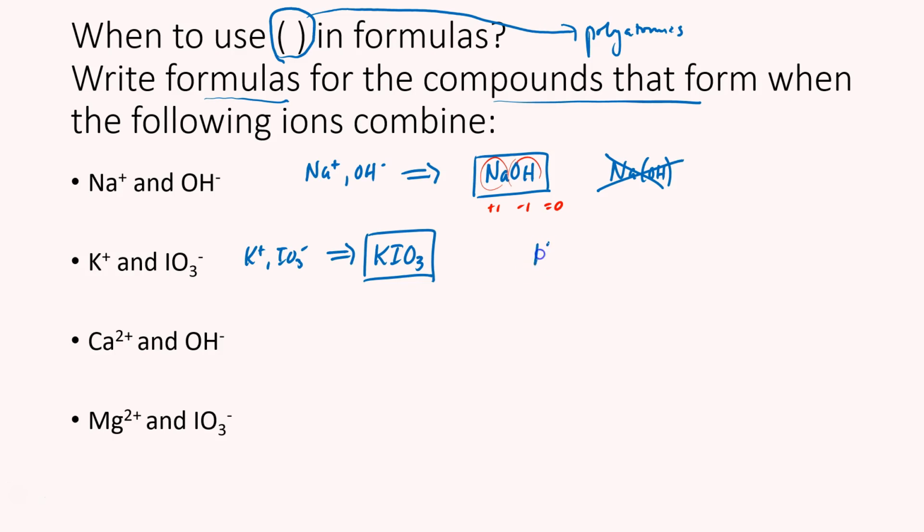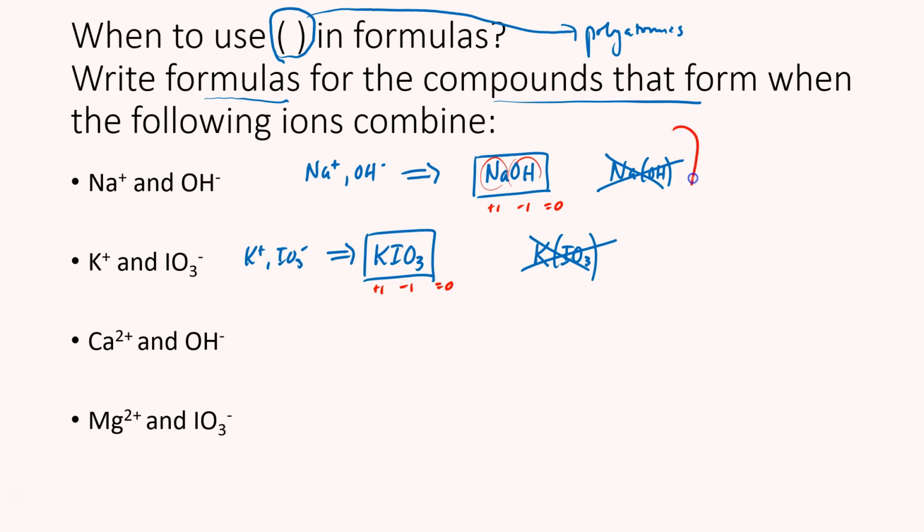Again, if I wrote K with IO3 in parentheses, I would mark that wrong. And just to double check our charges and making sure that the compound overall has a neutral charge, potassium is a +1, iodate is a -1, 1 minus 1 is 0.